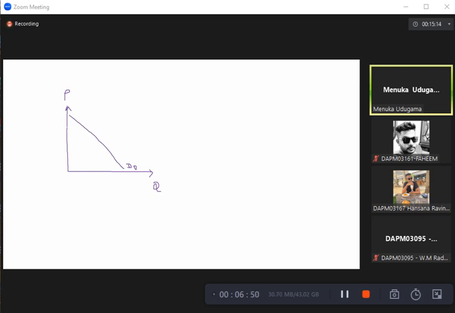Now, for this good, let's say it starts somewhere here at 1 rupee per kilo. Let's say people demand this much of goods. And let's say at 10 rupees per kilo, consumers demand, let's say, 100 kilos.